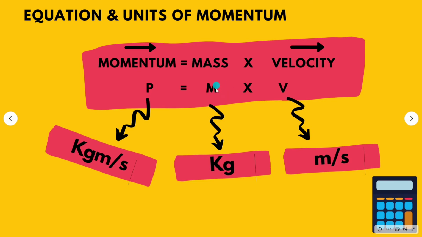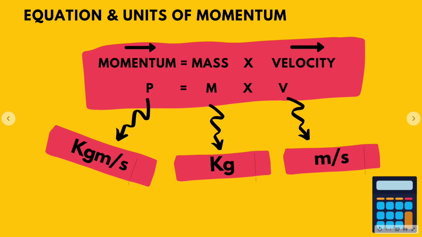To derive the units of momentum, one has to look at the units of both mass and velocity. The unit of mass is the kilogram, and the unit of velocity is meters per second. Therefore, if we multiply kilogram with meters per second, we get kilograms meters per second, which is the unit of momentum.